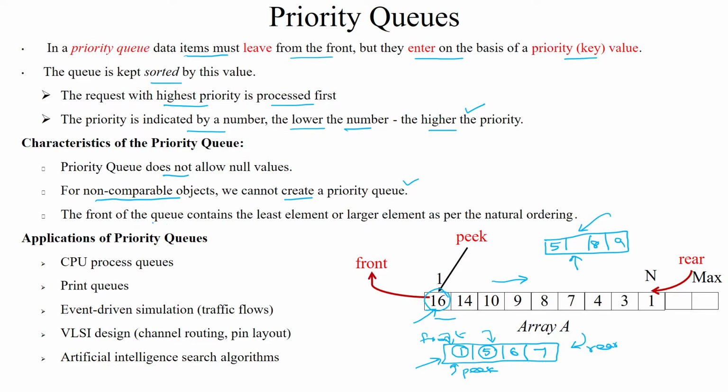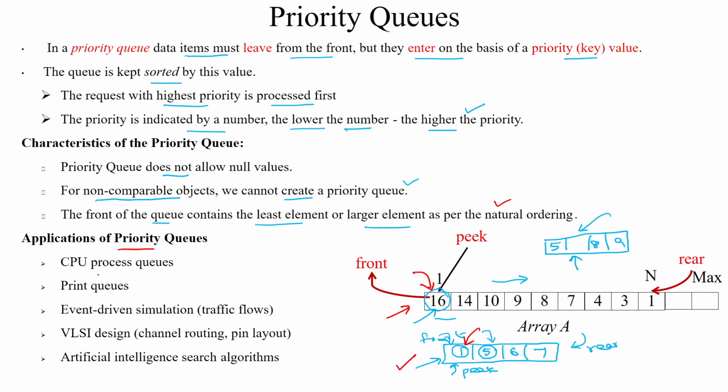The front end of the queue contains the least element or large elements. That's what we have already indicated here. The large element is acting as the highest priority in this type of priority queue, but here in this priority queue the lower element, the smaller element, is acting as a priority key as per the natural ordering, right? Sorting.